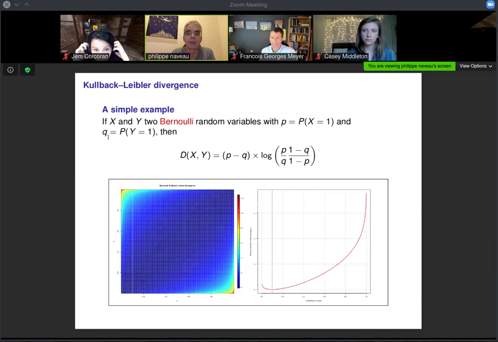If you compute the Kullback-Leibler divergence for that, it's just P minus Q multiplied by log of P over Q, times 1 minus Q over 1 minus P. So this is a very simple expression. And the plot here is when you have P and Q, and then you have this value here. That's a very, very simple example of a divergence.